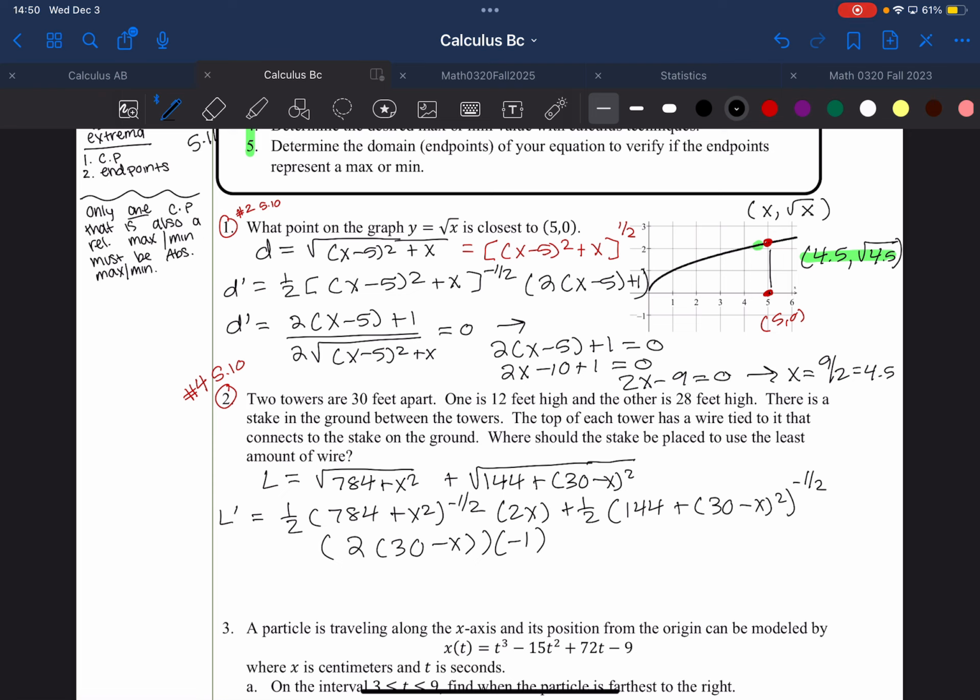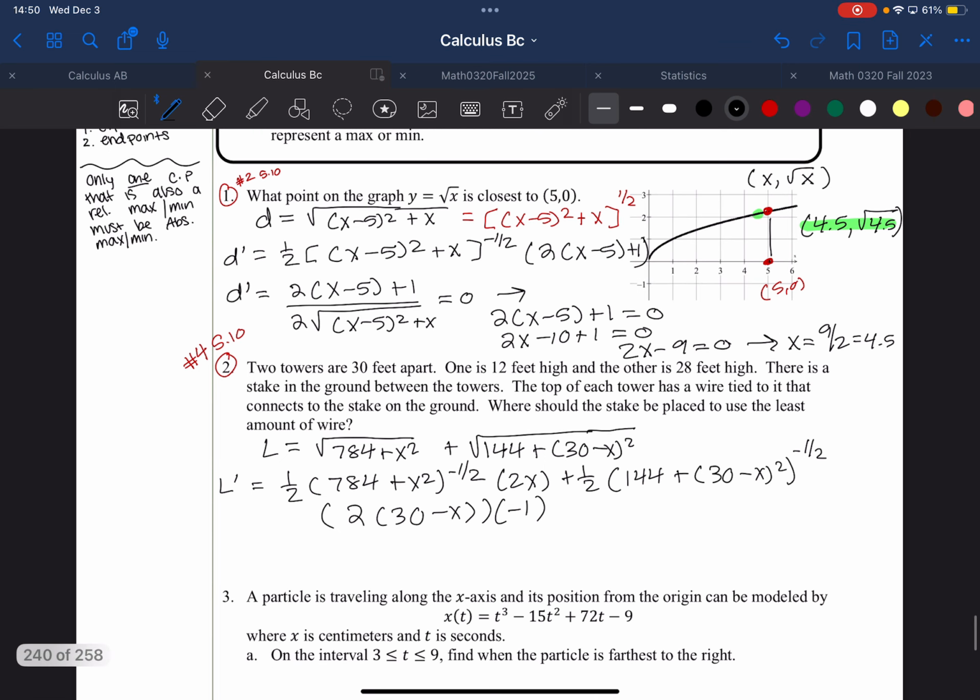Okay, so that entire thing is our derivative. So what I'm going to do now is I'm just going to rewrite this where all the negative exponents go down to the denominator. So this is L prime is equal to x over the square root of 784 plus x squared minus 30 minus x over the square root of 144 plus 30 minus x squared.